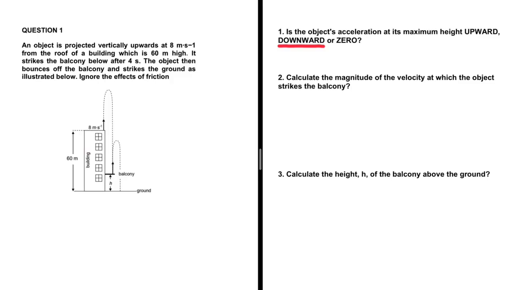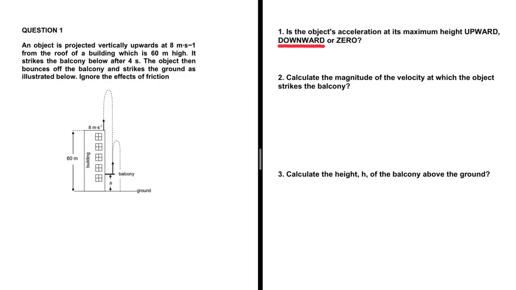It is still 9.8 meters per second squared downward. So that is the first question. The second question: calculate the magnitude of the velocity at which the object strikes the ground. Well, let's go through our question statement.